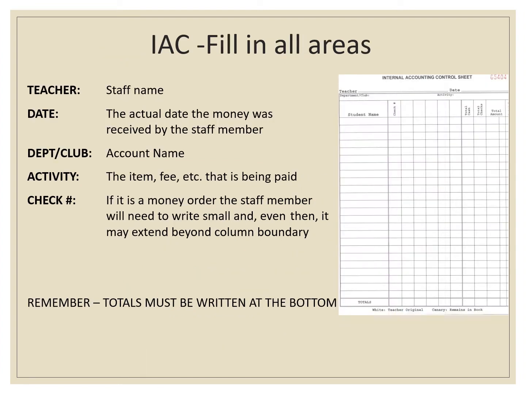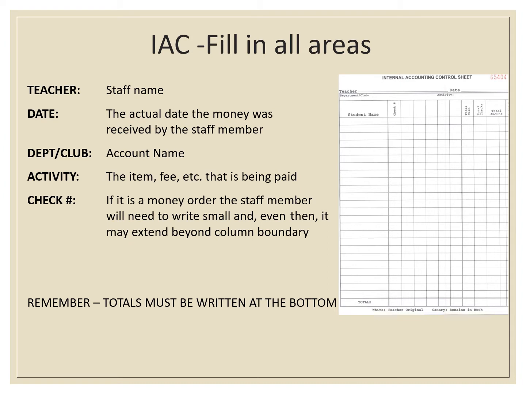All areas of the IAC sheet should be completely filled. Teacher will be the staff name. Date will be the actual date the money was received by the staff member. Department or club will be the account name or number. The activity will be the item, the fee that is being paid. Student name, you will list each student who pays for that day.